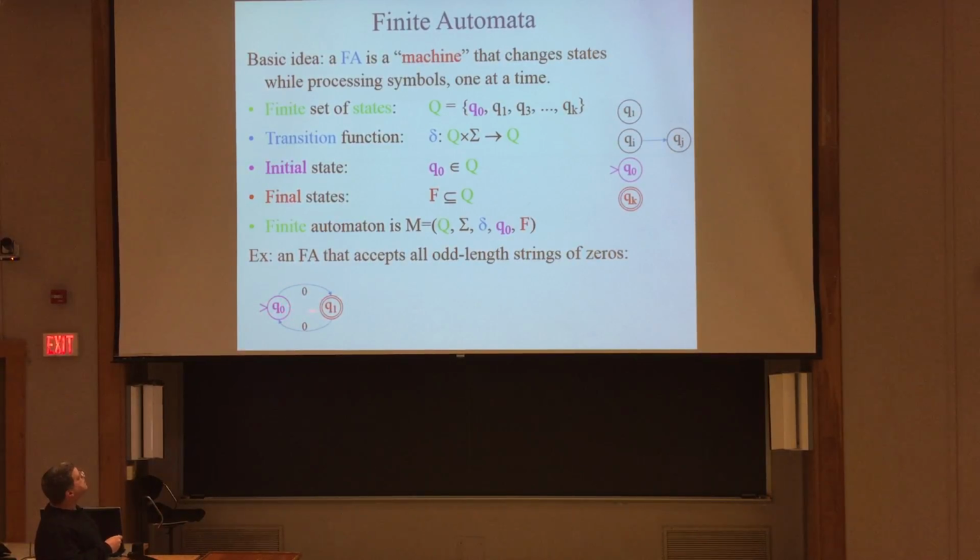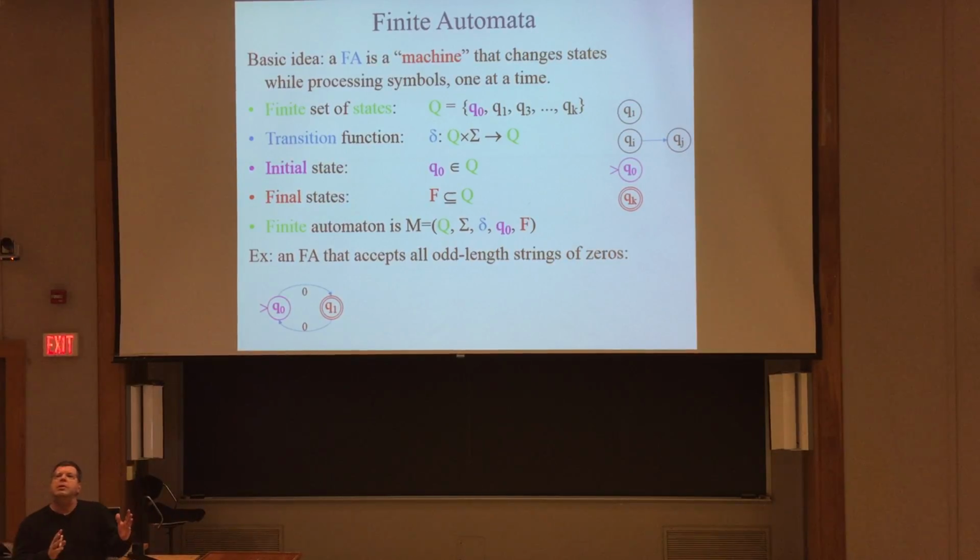Two states, Q0 and Q1. Here's the initial state. Notice everything is color-coded. The initial state is purple. The final state is red and a double oval, as opposed to single ovals for non-final states. I'm color-coding everything very intentionally to make it even clearer. The transitions are represented in blue. The transition function, delta, is in blue. Blue arrows. So here's a finite automaton.